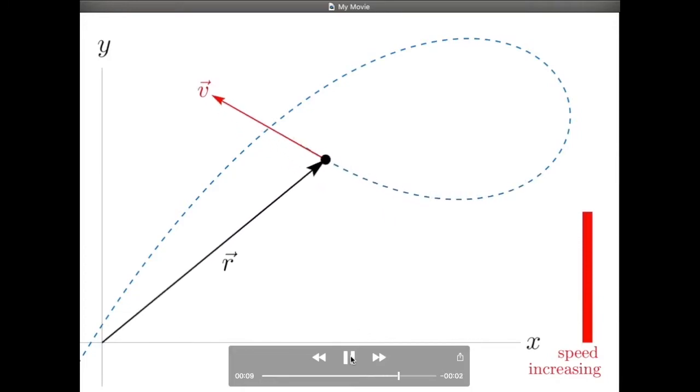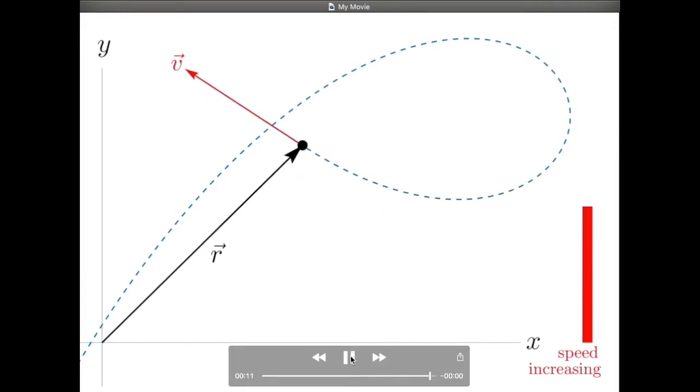The velocity vector is the time derivative of the position vector. It shows you how that r vector is changing. And it gives you two bits of information. It tells you how fast the object's traveling and what direction it's traveling in. The object's speed is shown by the length of the velocity vector.